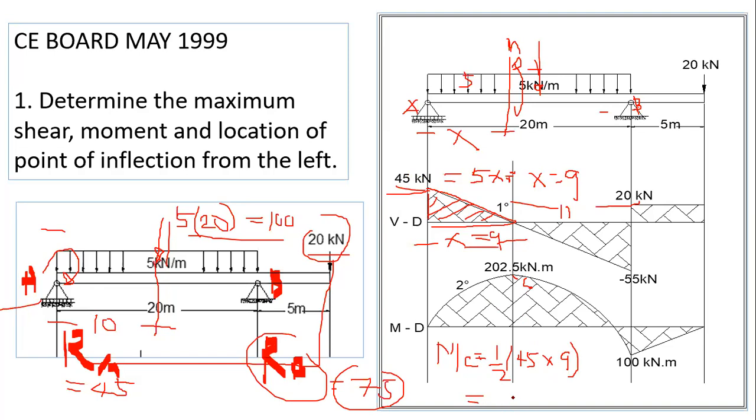Okay, 45 times 9 times 0.5 or 1/2. You have 202.5. So this one is 202.5 kilonewton meter. How about this 100? Let's say moment B.